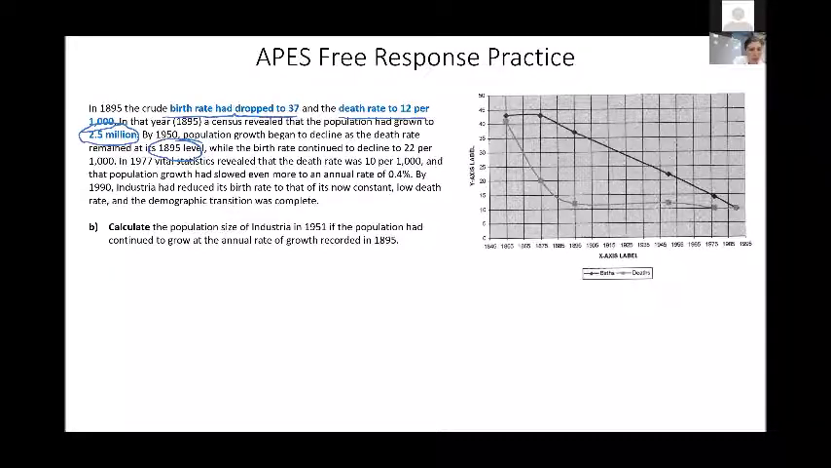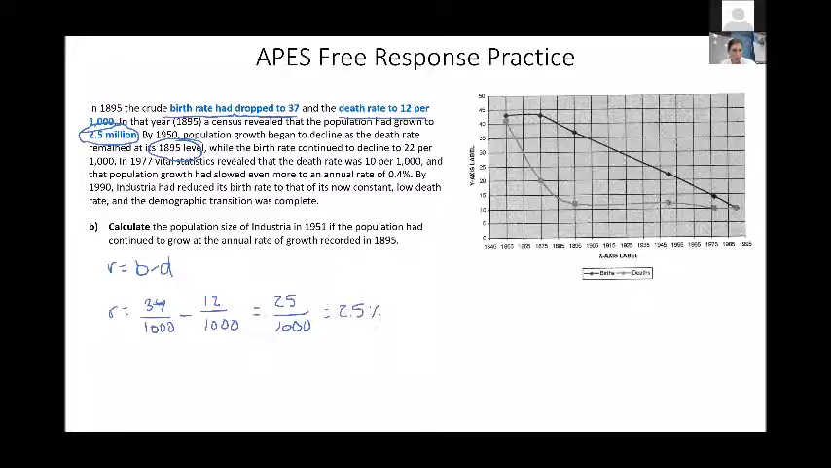Let's start off first by calculating our rate. Rate is births minus deaths. So I know I had 37 out of 1,000 being born, 12 out of 1,000 as the deaths. That is 25 over 1,000. And that gives me a growth rate of 2.5%. So now I've got some of the information that I need to be able to calculate population size, because I needed to know the growth rate first.